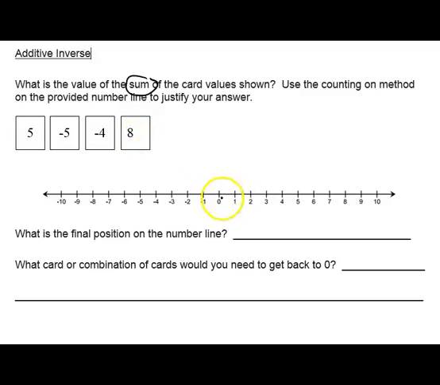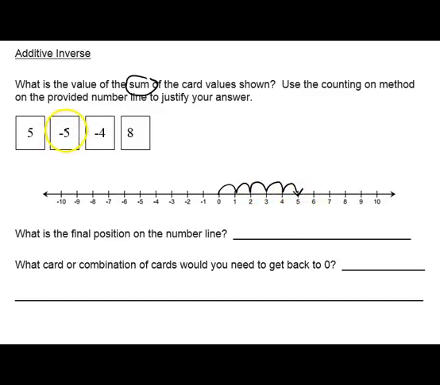So we're going to use our visual or a number line down here to show that. And remember, when using a number line, we always start on 0. So our first card is a positive 5. And remember that we're going to count up when we have positive. 1, 2, 3, 4, 5.